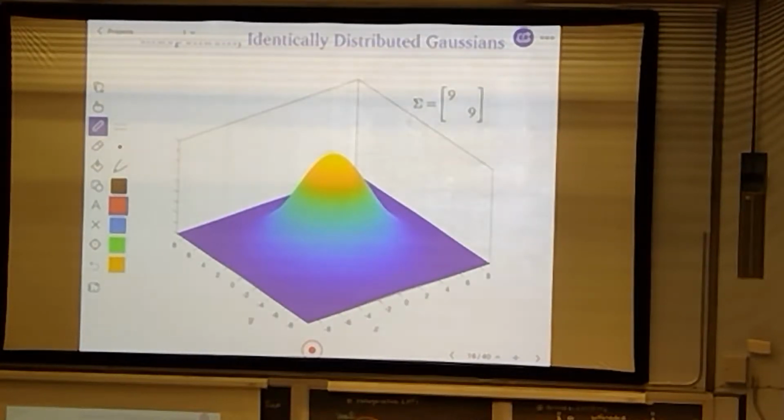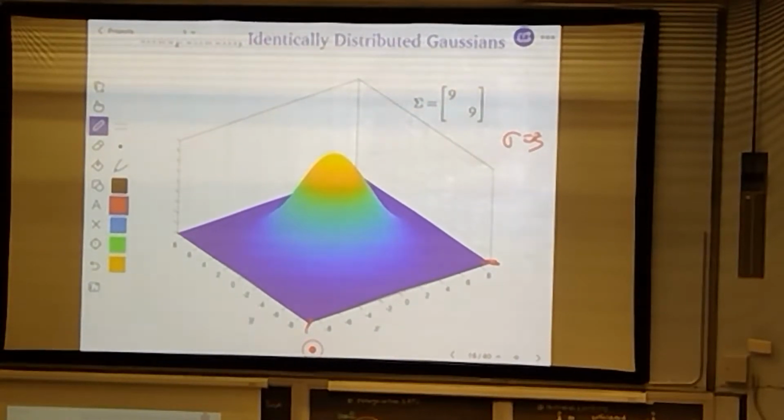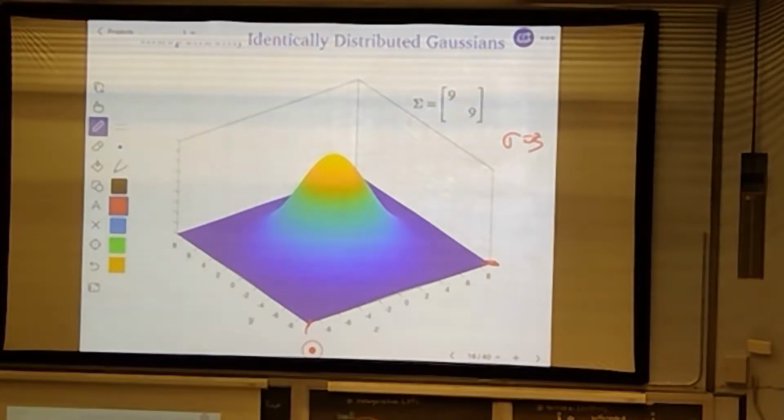So let's look at some examples. This is a 2D Gaussian modeling independent, identically distributed Gaussian. The sigma in the two axes is identical, 9 and 9, so the sigma essentially is 3, okay? According to the 3 sigma rule, this is from minus 9 to 9. So you can see that beyond the 3 sigma is more or less gone. The bump has already vanished almost to 0.